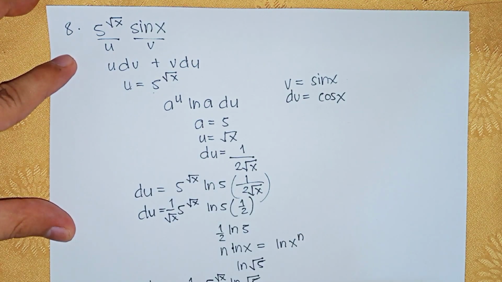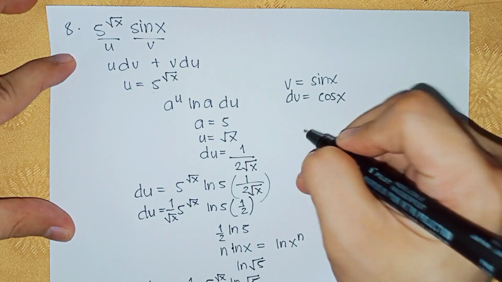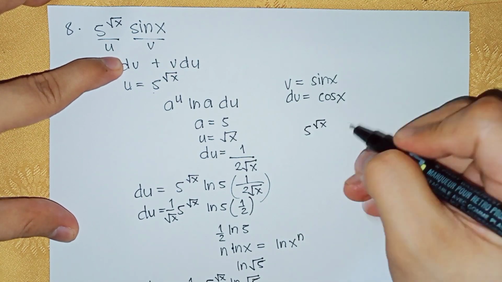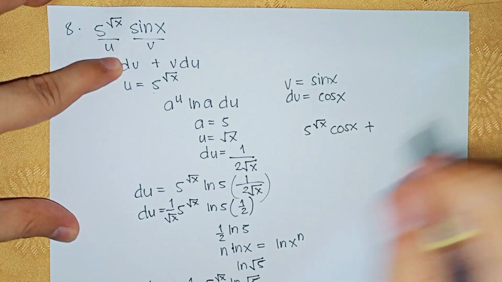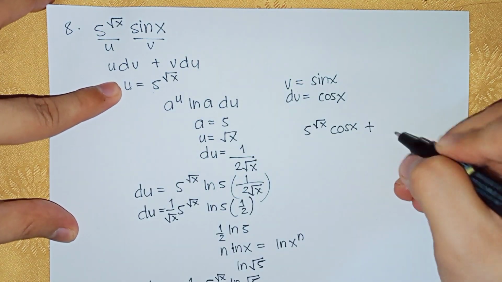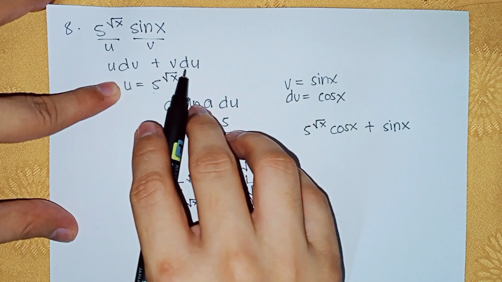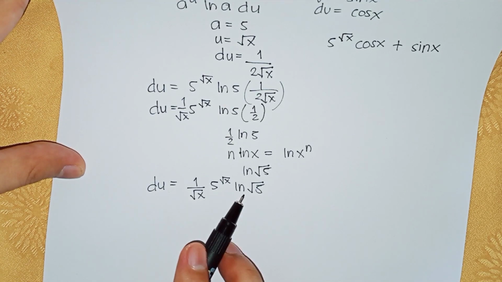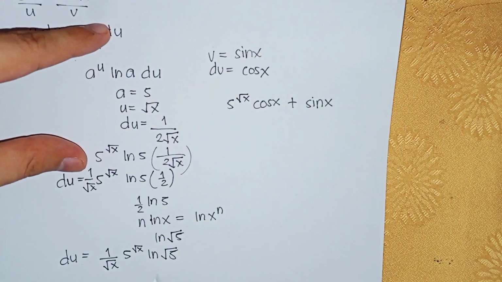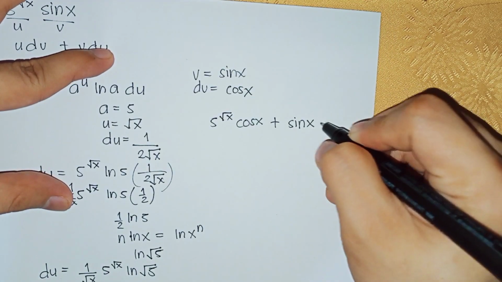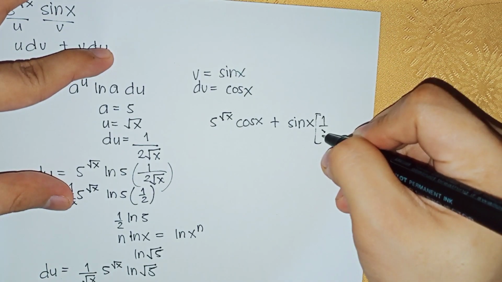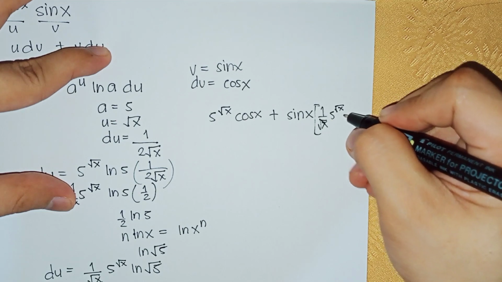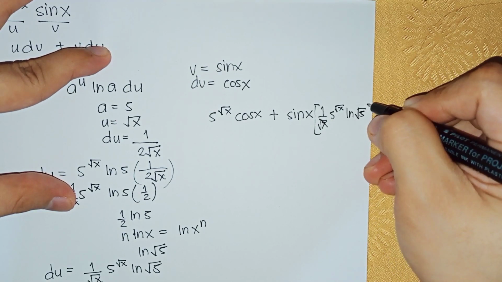So, u dv. So, ang u natin ito, 5 raised to square root of x, 5 raised to square root of x times. So, ang dv natin ay cosine x. Cosine x plus. So, ang v natin ay sin x. Tapos, ang du natin ito, yung nasa baba, no? 1 over square root of x, 5 raised to square root of x, ln square root of 5, times 1 over square root of x times 5 raised to square root of x, ln square root of 5, no?